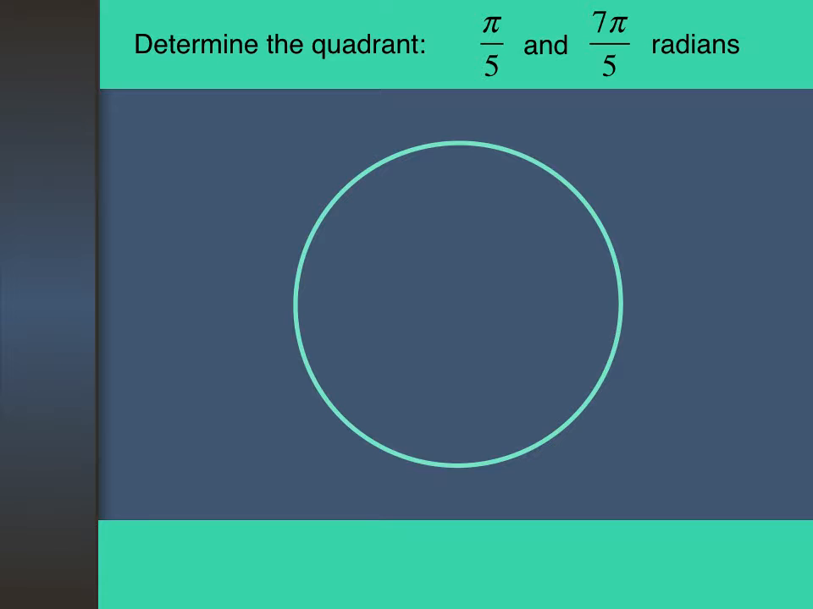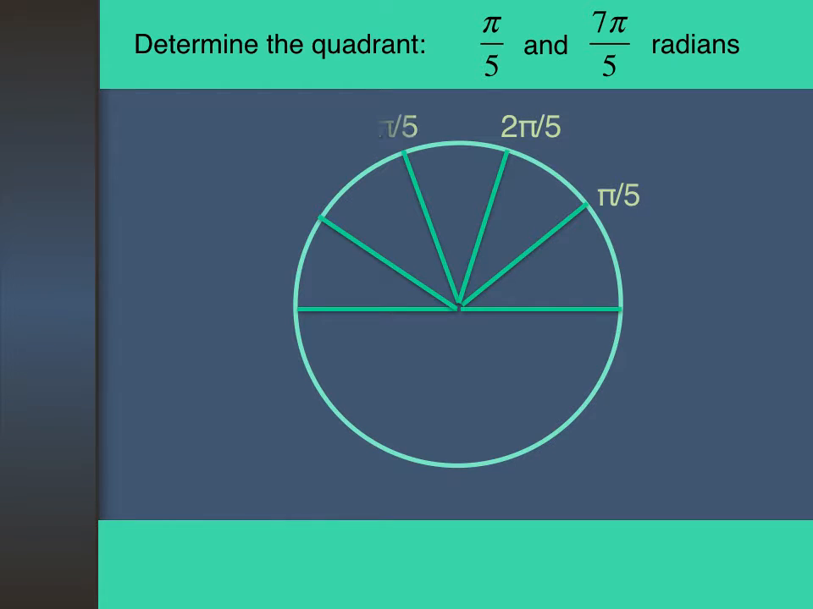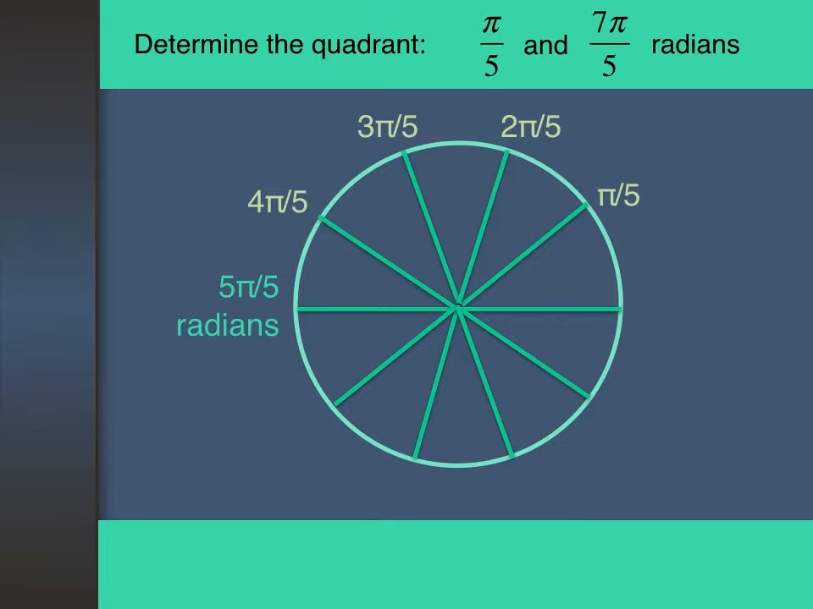So I can see that my denominator is fifths. So I'm imagining taking pi, which is half a circle, and dividing it into fifths. So here's pi over 5, and then 2 pi over 5, etc. We could also do the bottom of the circle, and we could number this 6 pi over 5, 7 pi over 5, etc.